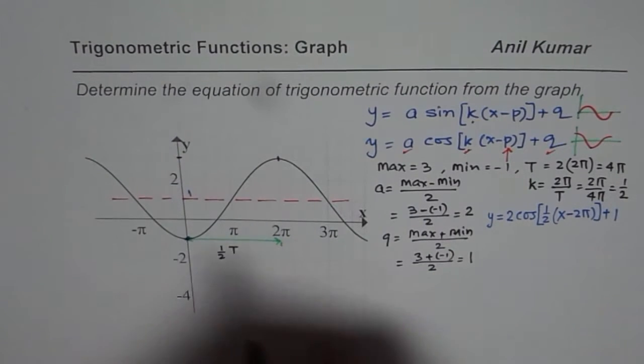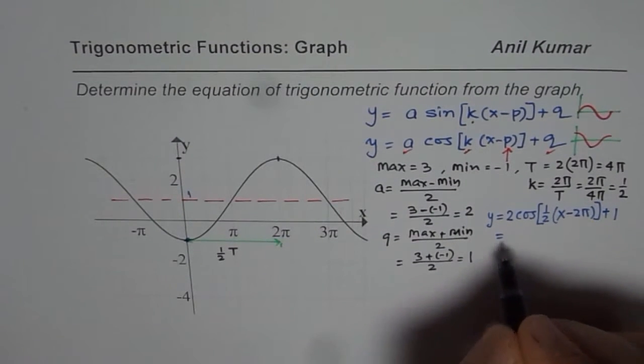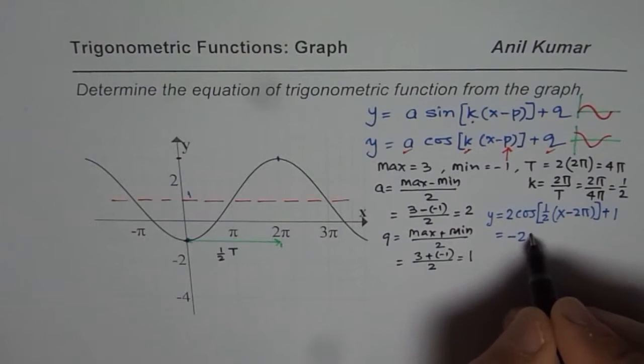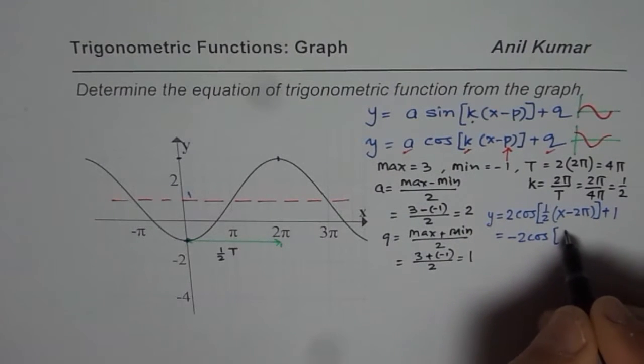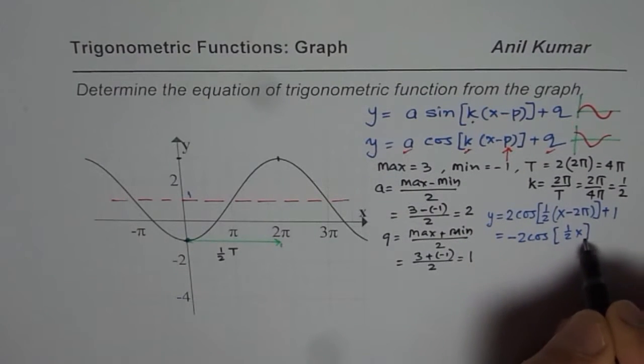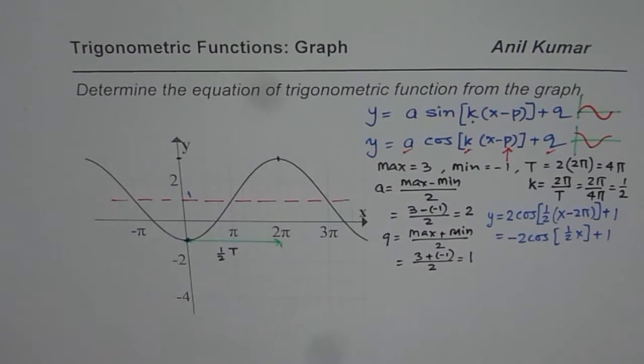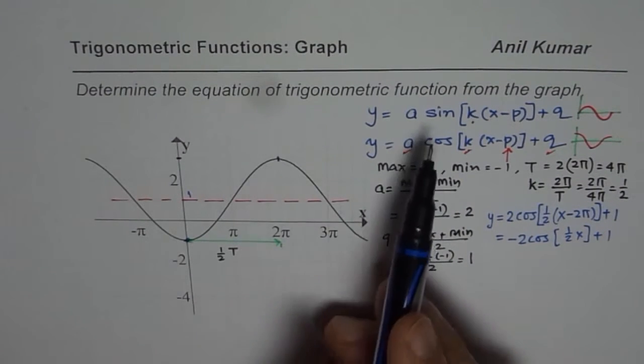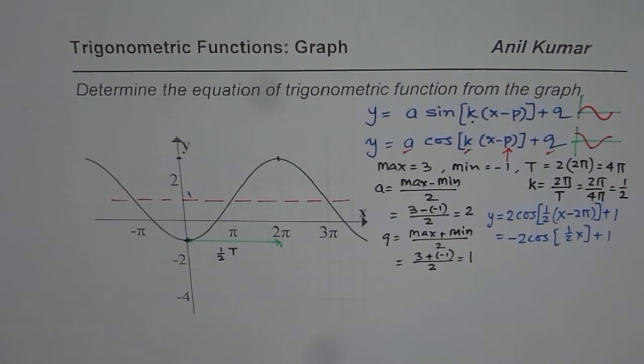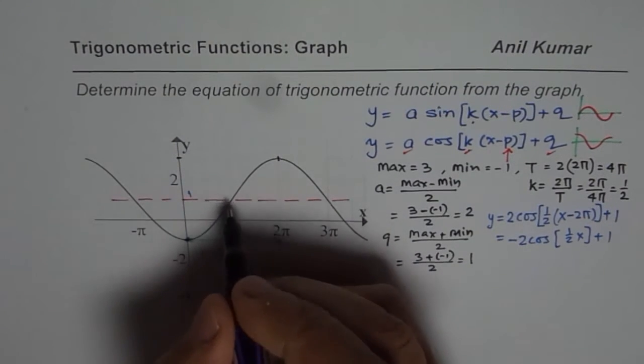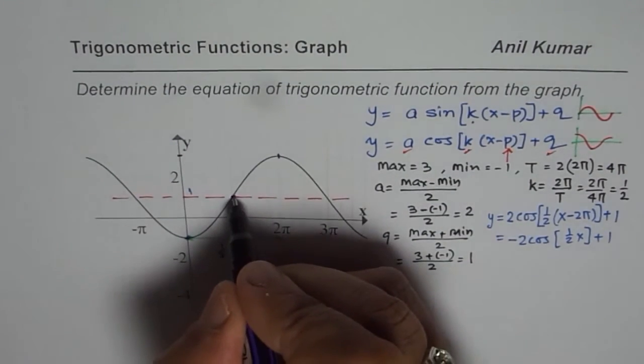And plus 1, the axis. If I use this point, I could also write this as minus 2 cos half x, do you understand? Plus 1. So that way I get two equations for cosine functions from this graph. Similarly, I can also find two equations for the sine graph. Now when I am considering the sine graph, we have to look for a point from where it starts to rise from the axis.